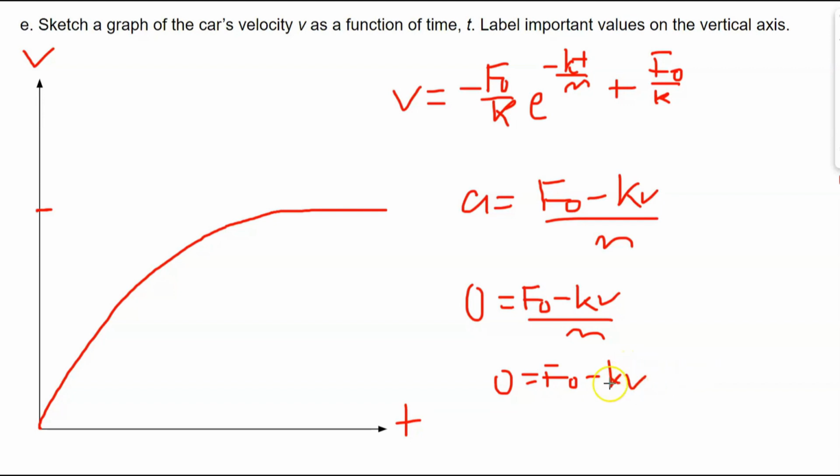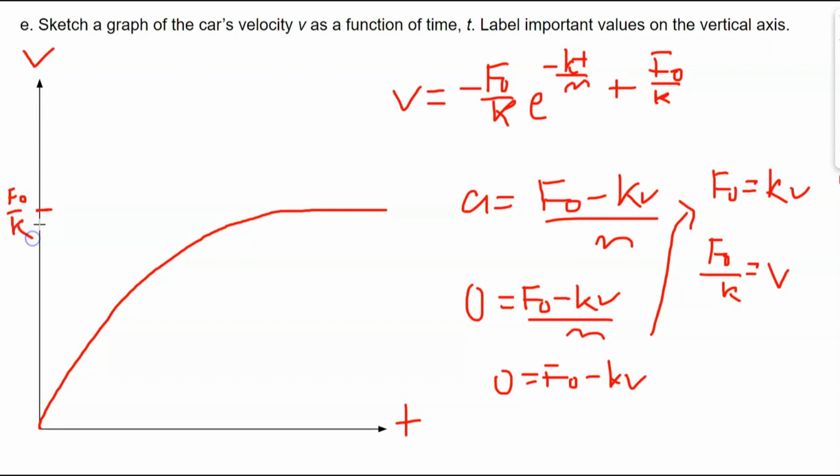And then now we're just going to solve for v, so f sub naught is equal to kv if you add kv on both sides. And v is just going to be equal to f sub naught over k. That is what v is equal to when acceleration is 0. So we're going to label right here f sub naught over k. And that's all we have to do to label this and get full credit for that question.